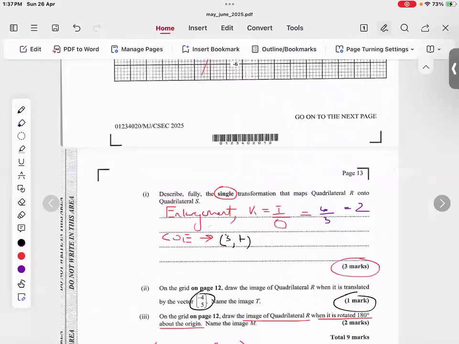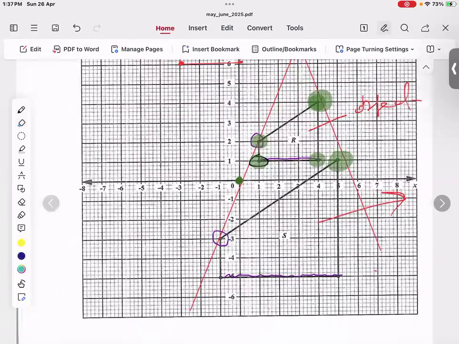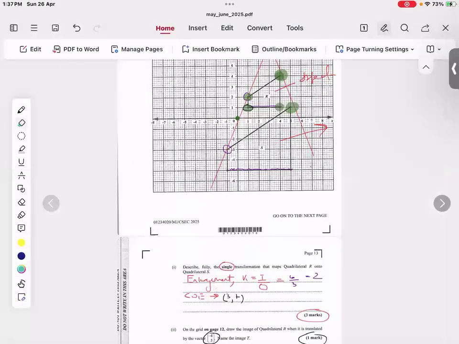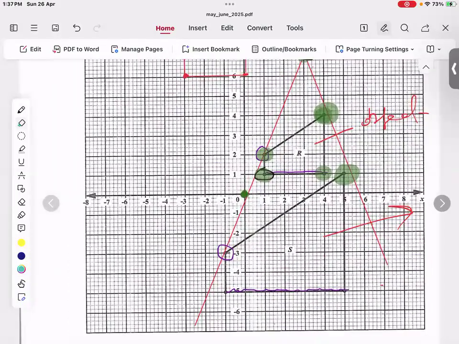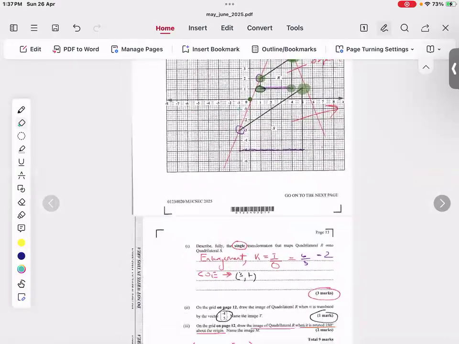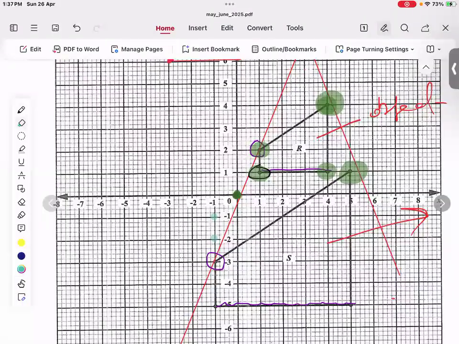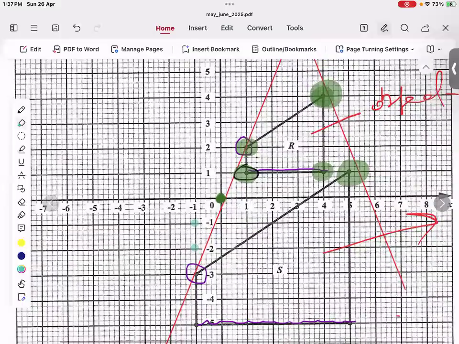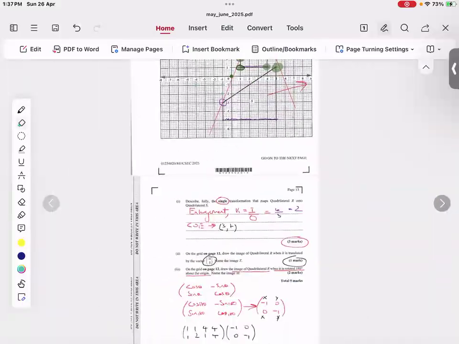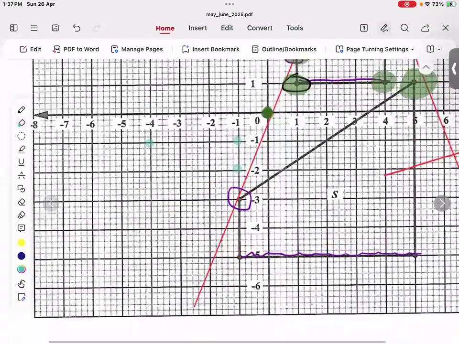So negative 1, 1. Let me see, we can use a different color here. Negative 1, 1. It's negative 1, negative 1, right? Negative 1, negative 1. Right here. Next one is what? Negative 1, negative 2. Right there. Then we have negative 4, negative 1. Right there. And then the next one is negative 4, negative 4. Make sure. Negative 4, negative 4. Right down here.